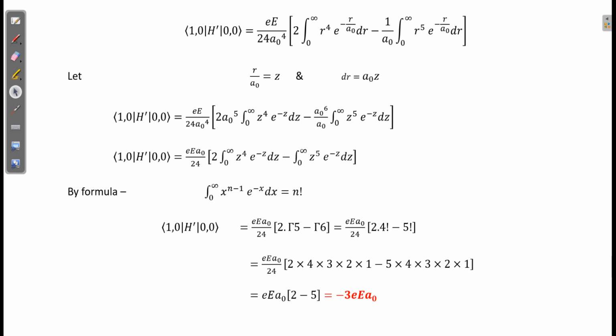This is a gamma n plus 1. So z के power 4 gives gamma 5, and z के power 5 gives gamma 6. After calculation, you will get minus 3e a naught. This value can be learned; it cannot be solved in the examination.